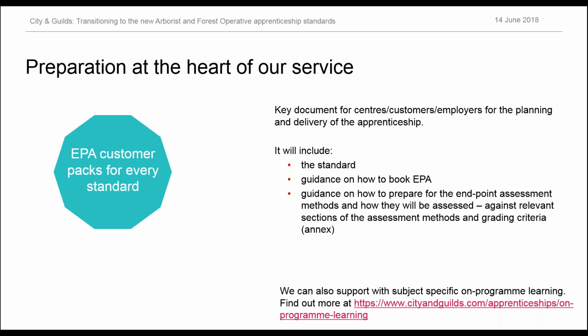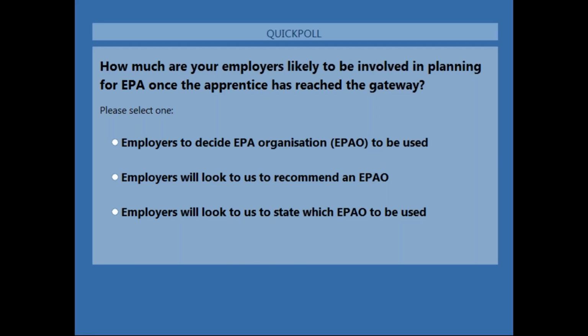Okay, we've got one more poll question for you. It's going to pop up on your screen shortly. This poll is, how much are your employers likely to be involved in planning for EPA once the apprentice has reached the gateway? And the options that you have are employers to decide the endpoint assessment organisation to be used, employers will look to us to recommend an endpoint assessment organisation, or employers will look to us to state which EPAO to be used.